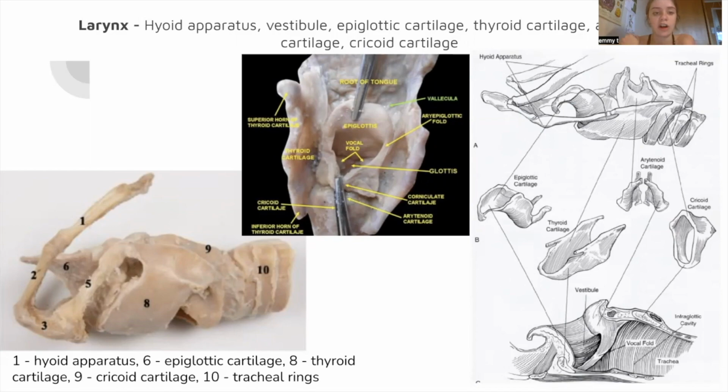We also have arytenoid cartilage, which are found in pairs and are irregularly shaped, causing the processes to differ between animals. The movement of this cartilage changes the tension and angles of the vocal ligaments, which causes change in pitch. And lastly, the cricoid cartilage, shaped like a signet ring, articulates with the thyroid cartilage and two arytenoid cartilages that also attach to the cartilage ring of the trachea.